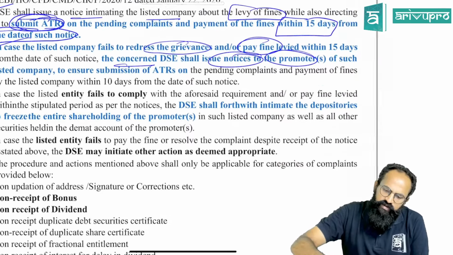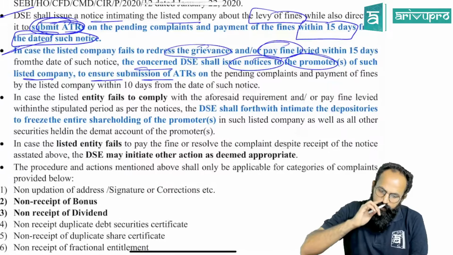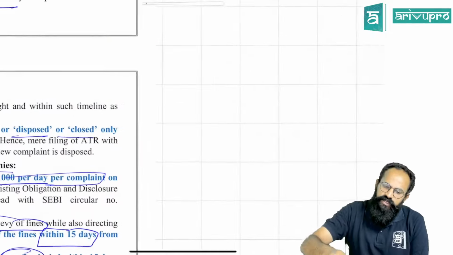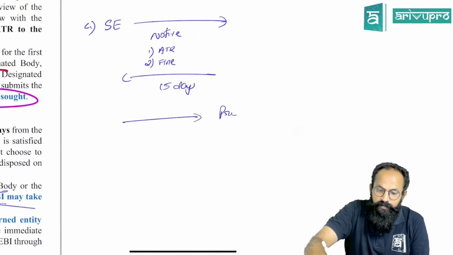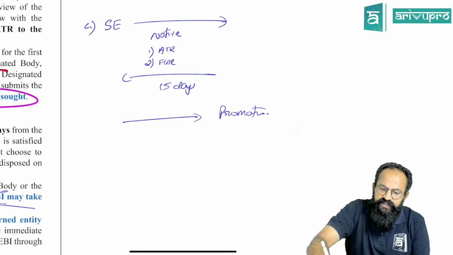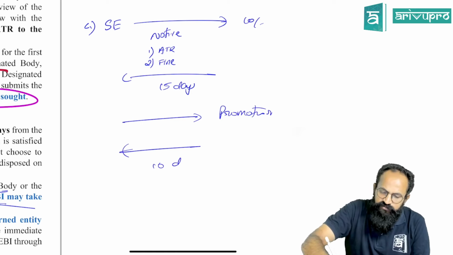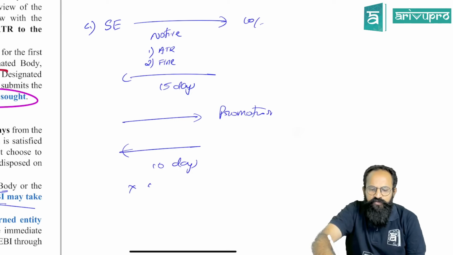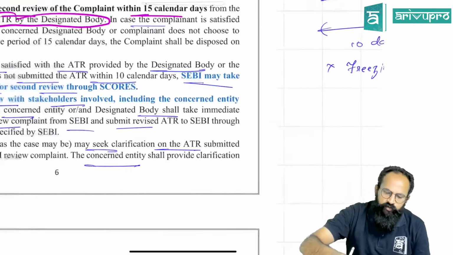Meaning, to ensure submission of the ATR by the listed company within 10 days from the date of such notice. Now this didn't work, they did not do it, so I'll send one more notice. Now I'm sending it to the promoter. Here I sent it to the company that within the next 10 days you have to make sure you fix this. If this also fails, it results in freezing of your accounts. Now that will also be intimated to the promoter. That's what is given here.